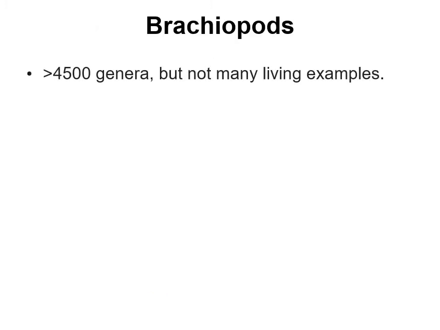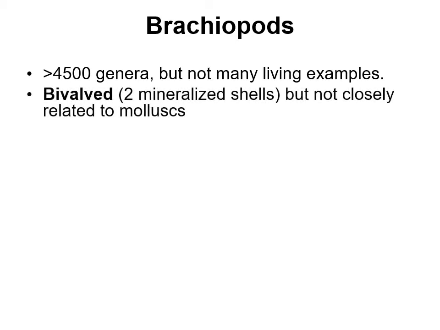So there are about 4,500 or more genera of brachiopods described, but not many of these include living examples. They are bivalved or bivalvate. In this case, we mean that they have two mineralized shells, but that doesn't mean that they are a bivalve mollusk. It's a similar terminology to saying an organism is amphibious, meaning it lives on land or in water, versus an amphibian, which is a type of organism. So in this case, they are bivalved, but they are not bivalves. They're not bivalve mollusks, but they have a bivalvate condition.